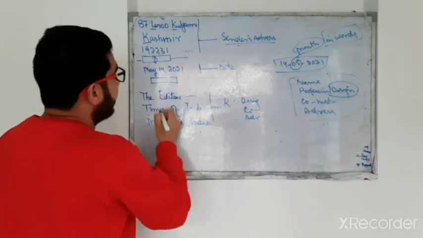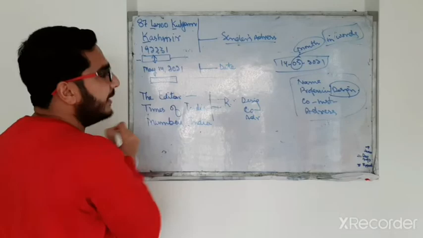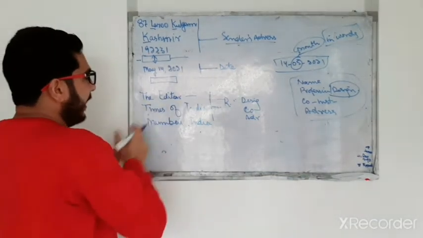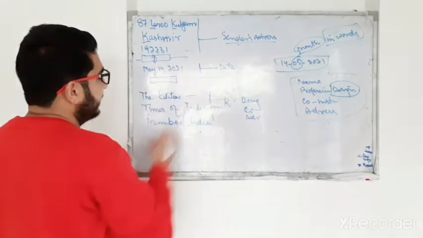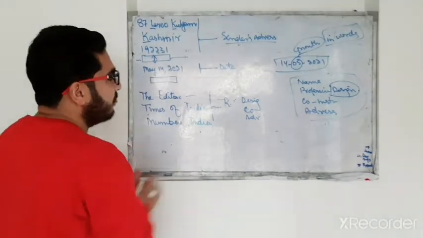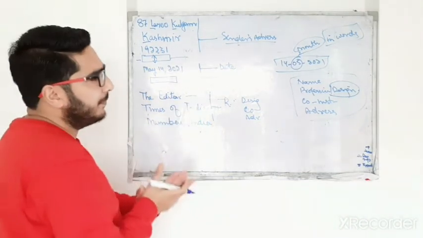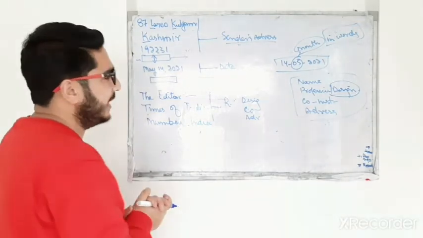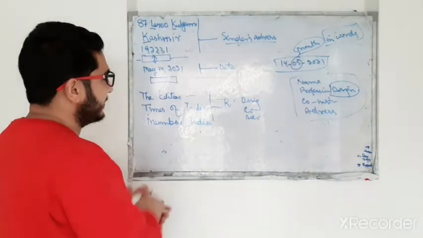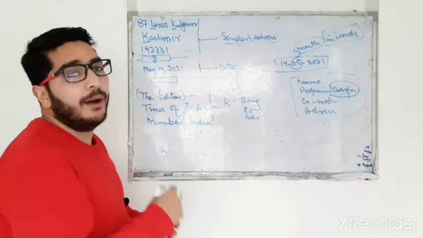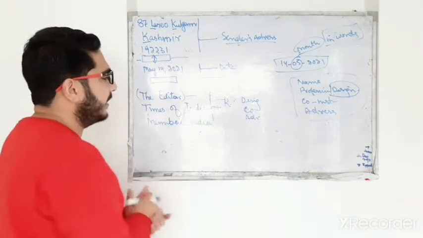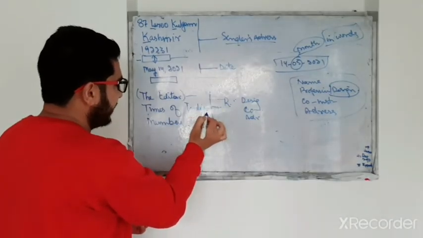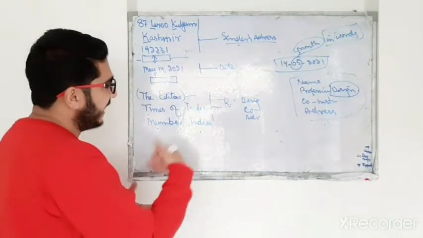If I knew the name of this editor, it would be the name of the editor first, and then The Editor, Times of India, and then Mumbai, India. So it can happen that we don't know the names of the persons to whom we are writing the letter, and we can write like this. Here you can write, for example, Branch Manager, J&K Bank, Anantnag. For example, Branch Head, Jammu and Kashmir Bank, Anantnag, Kashmir. So that can be another address.